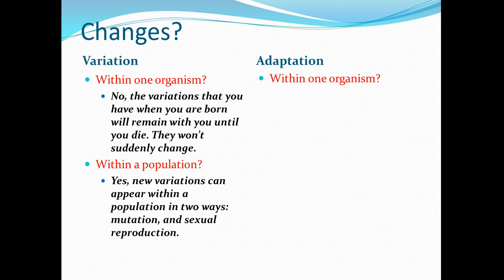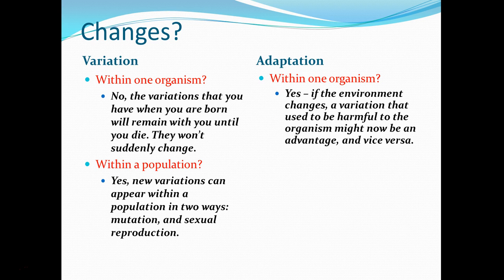However, within a population, you can definitely have new variations that occur because of mutation or simply because of sexual reproduction, that can introduce new variations. Adaptations within one organism can occur if there's a change in the environment. So what was previously a neutral trait, or perhaps even a negative trait, might, due to a change in the environment, now become an adaptation and an advantage.